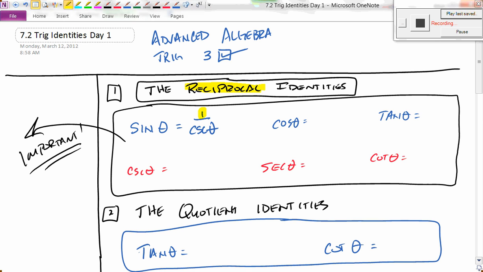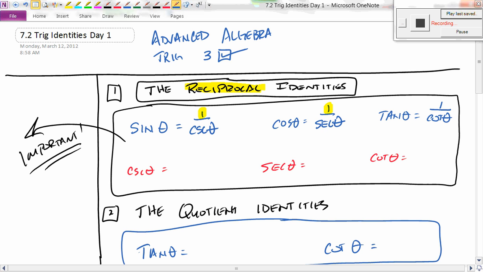Who remembers what the cosine was? Yeah, so that's 1 over the secant of theta. And reciprocal identity, right? 1 over something. And then finally, the tangent function. What was the tangent? 1 over what? 1 over cotangent of theta, right? That's all from Friday, and that's in our little notes. So we're just officially identifying these as reciprocal identities.